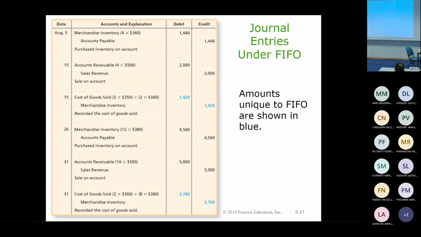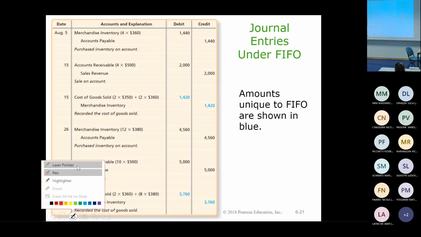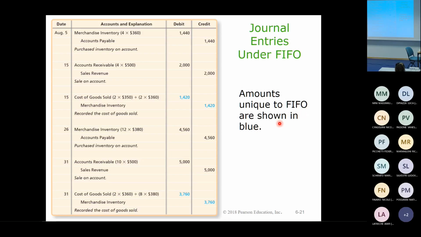Now, I was talking about the journal entries, and they are not really special. I mean, they are your usual journal entries as far as we know that we have in merchandising, with the perpetual inventory. The difference is the amounts. Amounts unique to FIFO are shown in blue, which is the cost of goods sold, first sale and second sale. So this is the effect of this method on the journal.